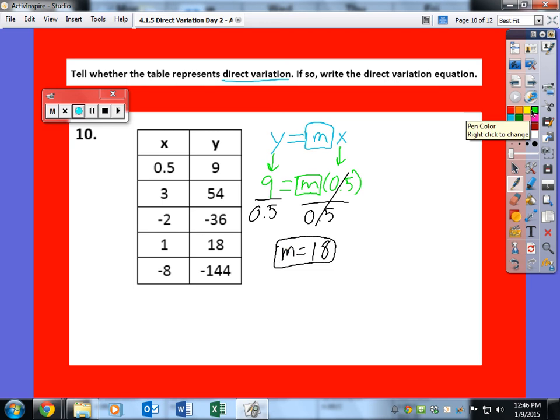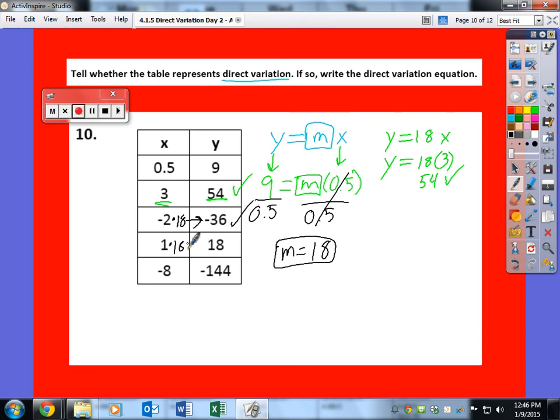Now the idea behind direct variation is that if this is the equation I'm working with, and I use 3 for my x value, then I should get whatever the y value is here. 3 times 18, that's 54. That's correct. Now, if this is the constant for this whole table, it should work for each number. For instance, here I just do negative 2 times 18. That should give me negative 36. It does, so that's right.